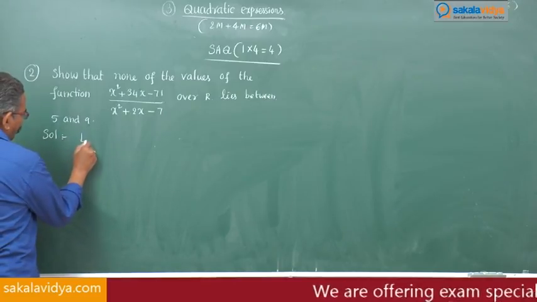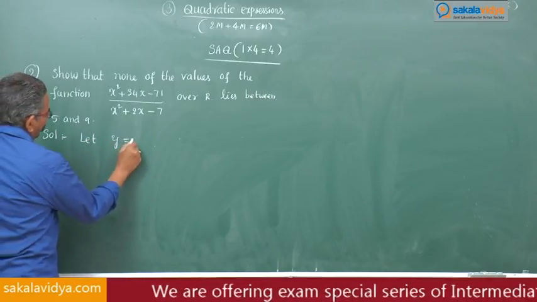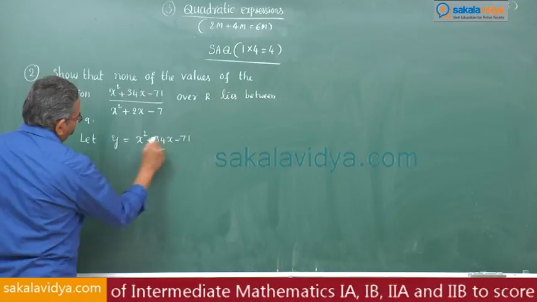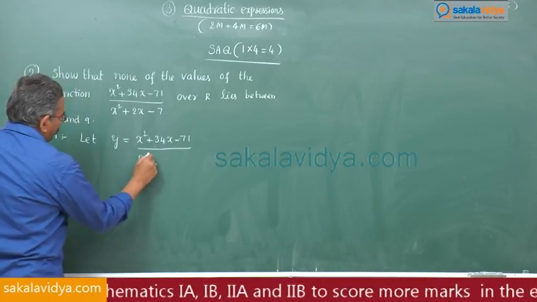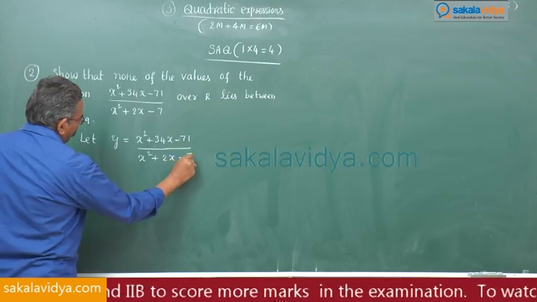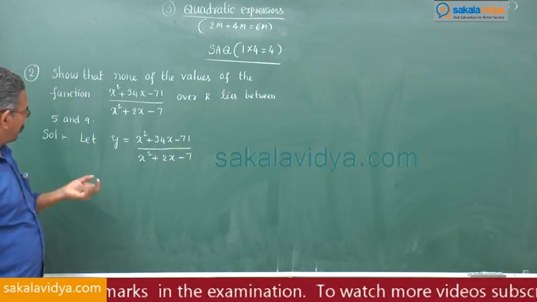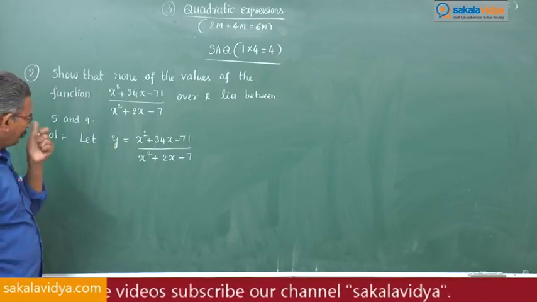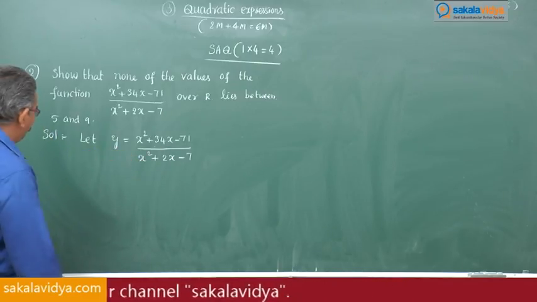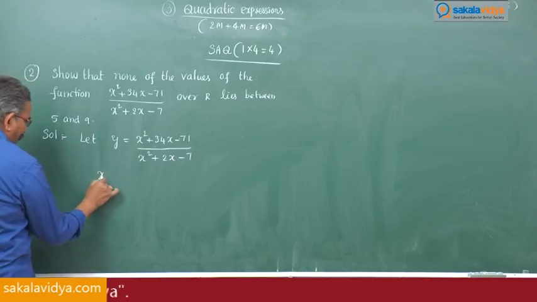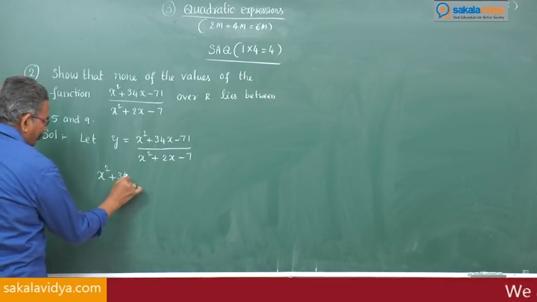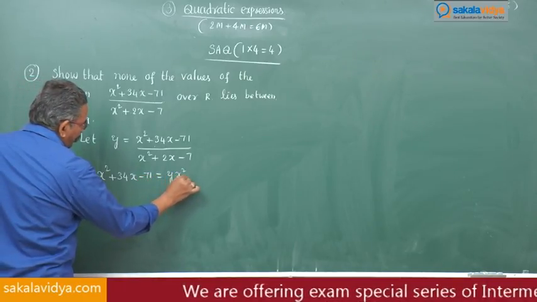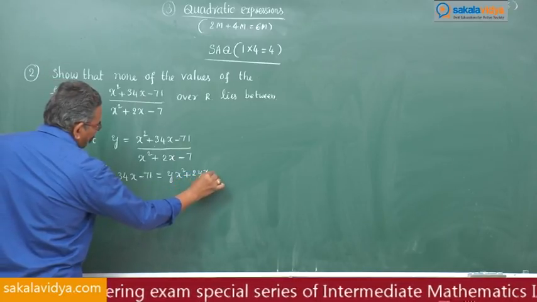Let us say y is equal to (x square plus 34x minus 71) by (x square plus 2x minus 7). In some textbooks, some authors may take another letter instead of y, why not? Okay, now cross multiplication takes place. x square plus 34x minus 71 is equal to yx square plus 2yx minus 7y.